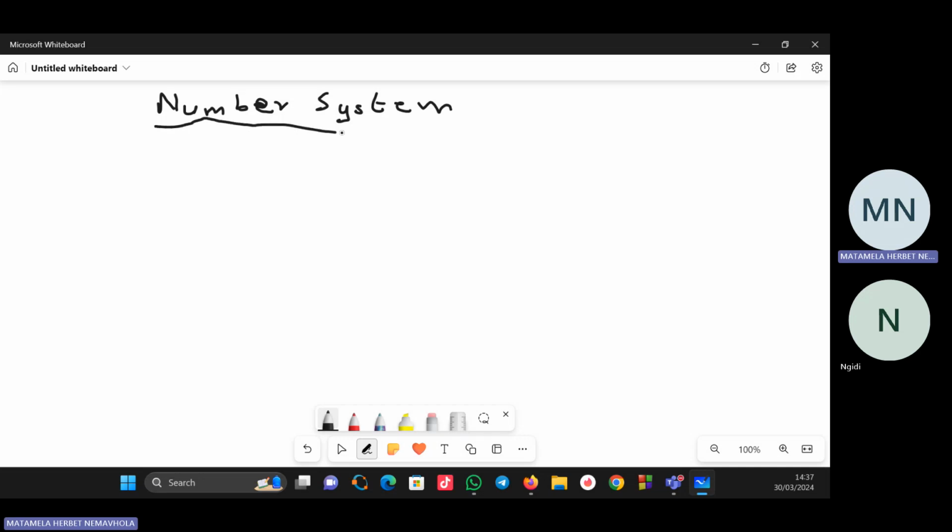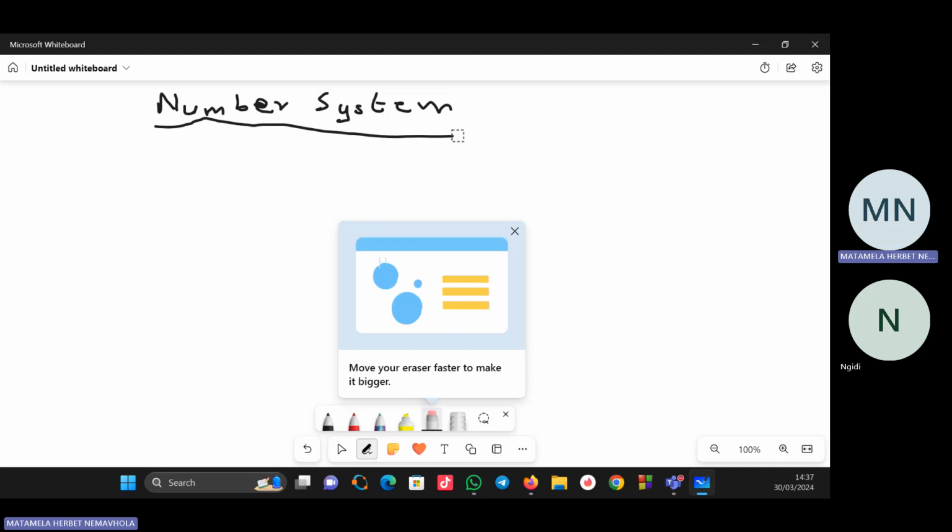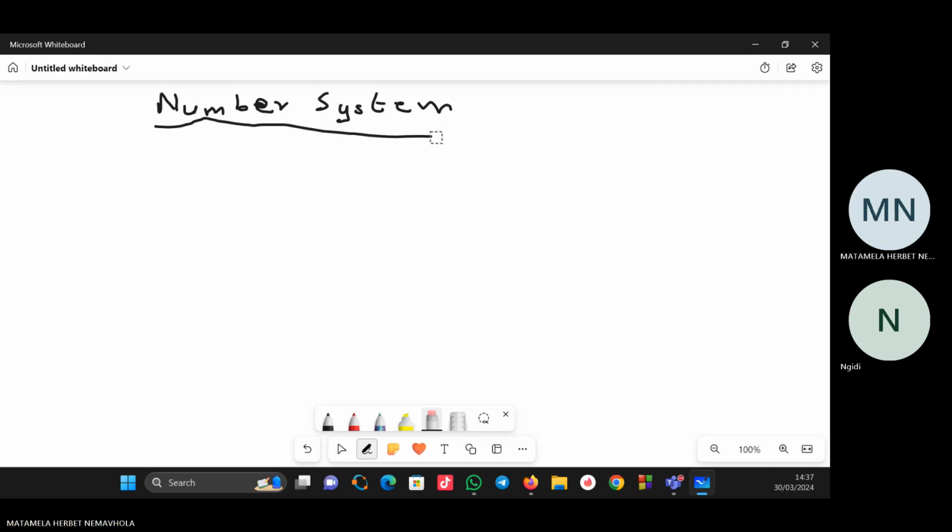So in course 1512, which is fundamentals of computer science, you're going to be learning how the computer works, especially the hardware, how the computer thinks and how it works. This is what you must expect. So in the number system, there are a few things that you need to know.